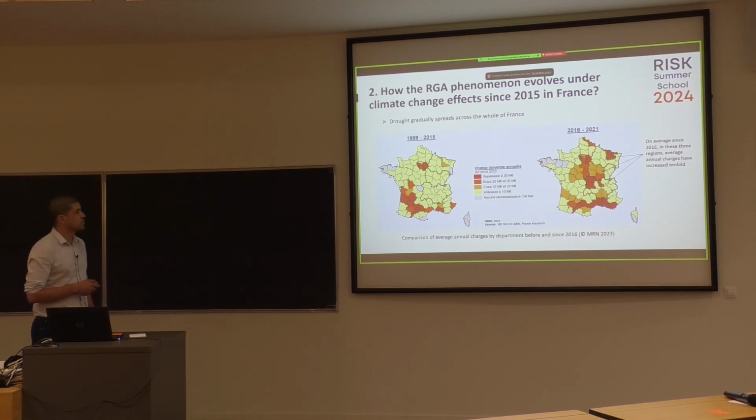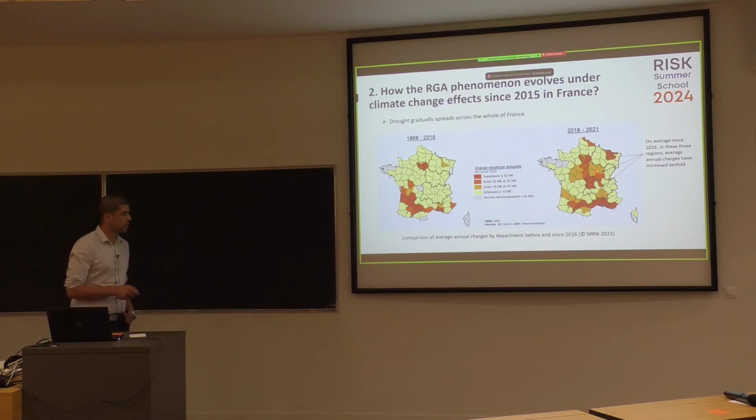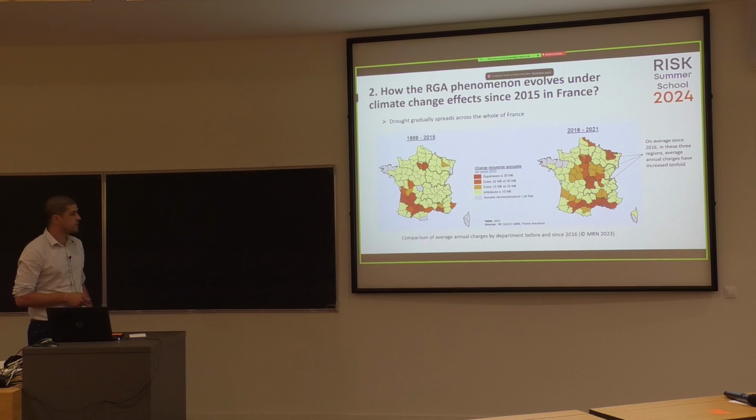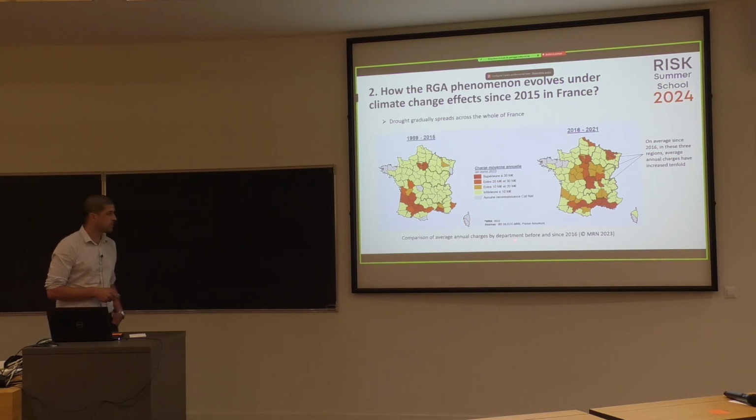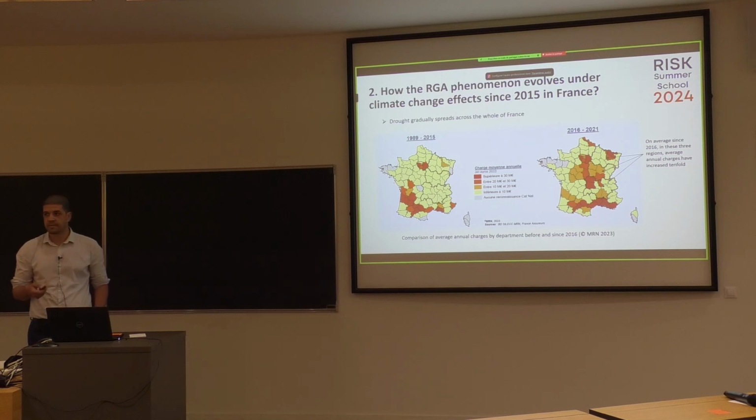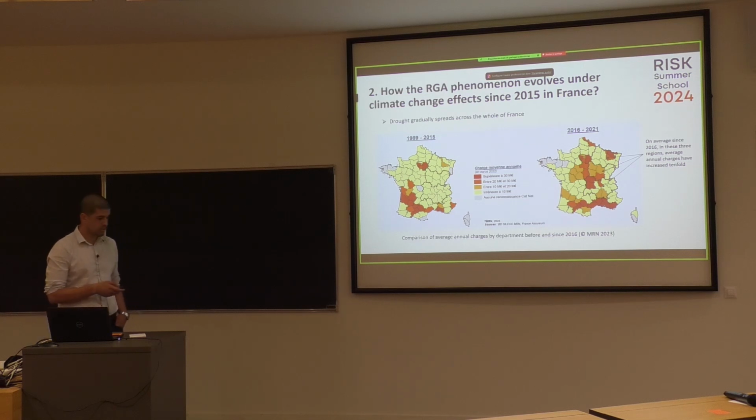Another point to observe is that drought gradually spreads across the whole of France. To observe this, you have 2 maps here, a comparison of average annual charges by department before and since 2016. Here we can observe that on average since 2016, in these 3 regions, the average annual charge has increased tenfold. The charge is multiplied by 10 for only these 3 regions.